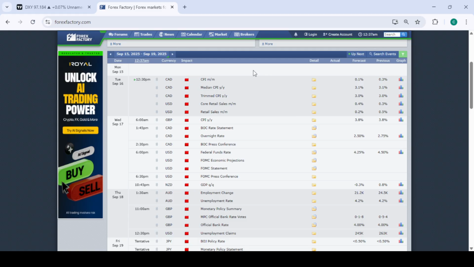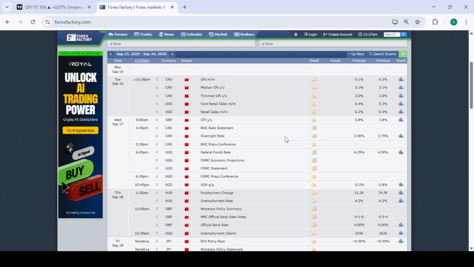So on Monday we don't have any high impact news. On Tuesday we have a CPI for CAD, and then the core retail sales for USD. So Tuesday is the CAD CPI and then USD core retail sales. And Wednesday we have GBP CPI and CAD overnight rate and Bank of Canada rate statement. That's on Wednesday. And the very big decider we are all waiting for is the FOMC for the US dollar, the federal funds rate.